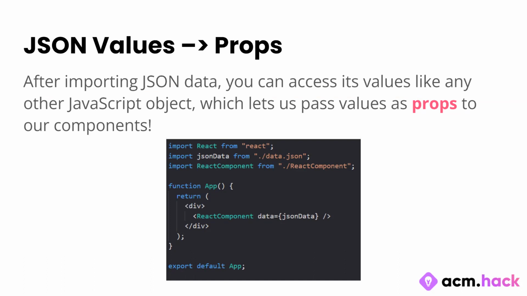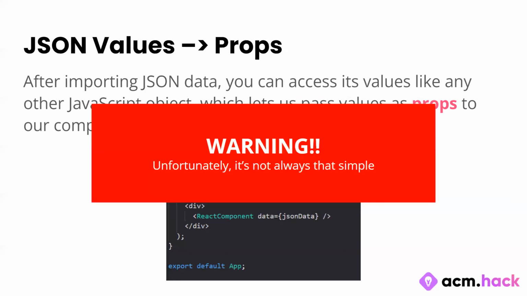We have our JSON data, and you have a React component, and you set the data attribute in the React component to be our imported JSON data. Unfortunately, though, it's not always this simple. Does anybody know why? Asking the small crowd, but that's okay.